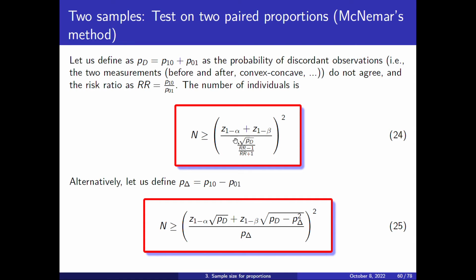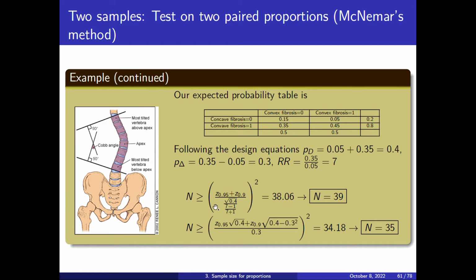And we can calculate in this way, or we can also calculate in this way, where we have the P delta defined as the difference between the two, P10 minus P01. And again, we see the same kind of formulas. So the confidence level, the statistical power, and the effect size, but normalized in such a way that the normalization goes up. Okay, so here are the expected values that we have.